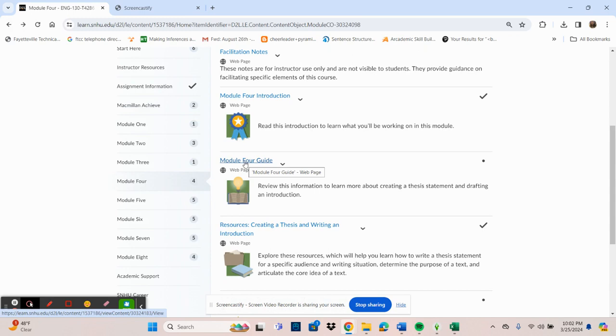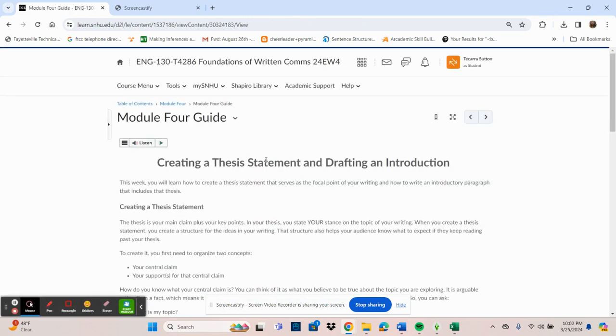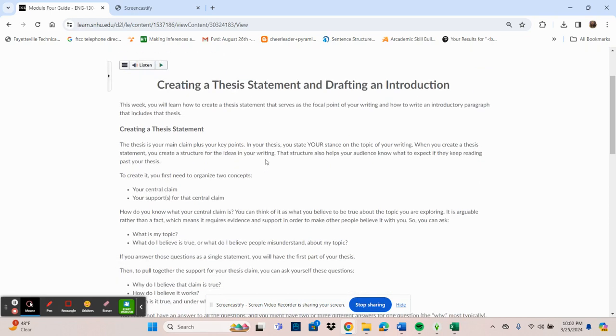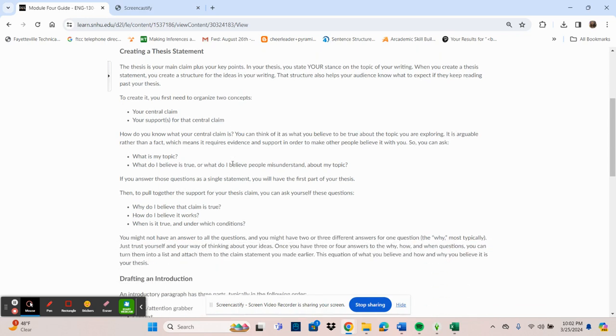We also have a Module 4 guide. A lot of times, this is a very concise document that goes over important information for the module. So here it talks about creating a thesis statement. I did try to give you some information already on thesis statements in my announcement for module 3. So I suggest that you go back to that if you want, but also look here at our module 4 guide where it just talks about creating a thesis statement.